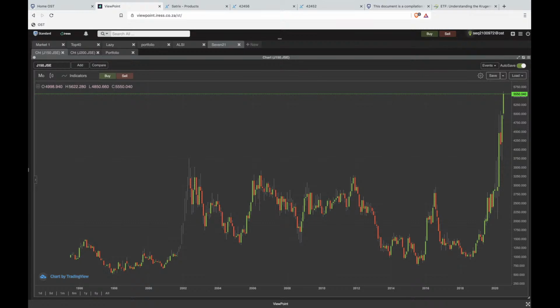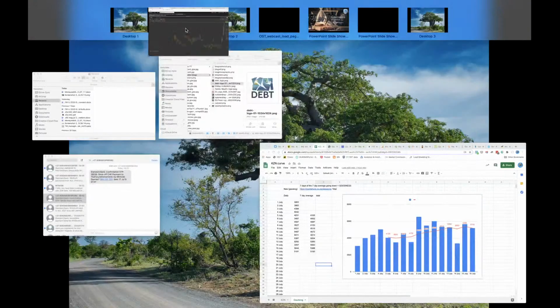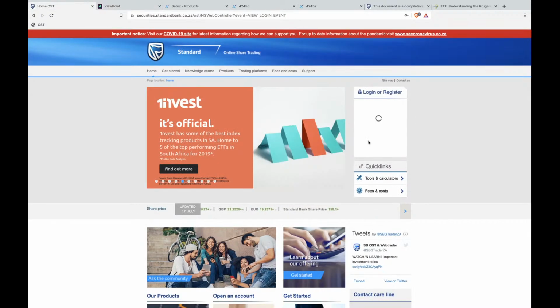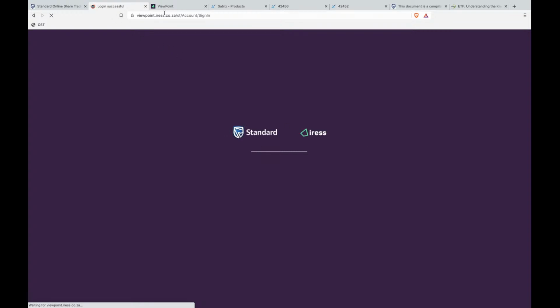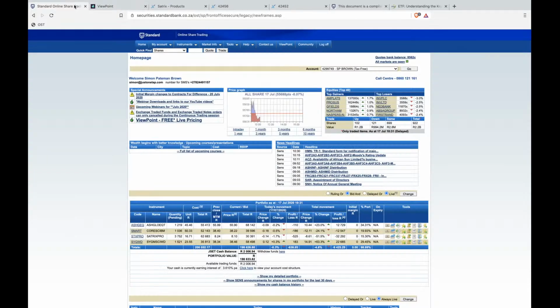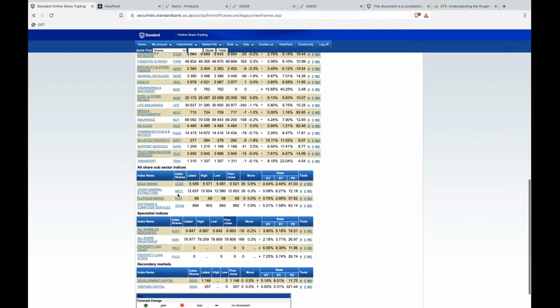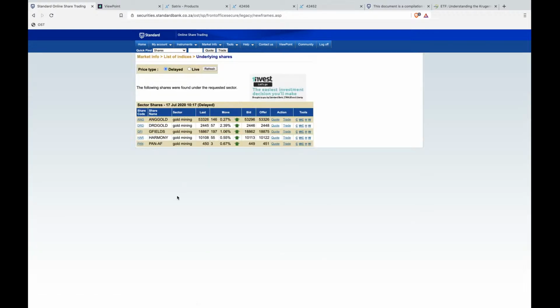I'll show you where you can go and find which stocks sit in the index, so you could, in a sense, replicate it. How I find weightings in a particular stock is I go and check the ETFs. That's where I'm finding it. So right down at the bottom, gold index, GODX is its code. And you click there. It's AngloGold Ashanti, DRD, Goldfields, Harmony, and Pan African. There are only 5 of them.